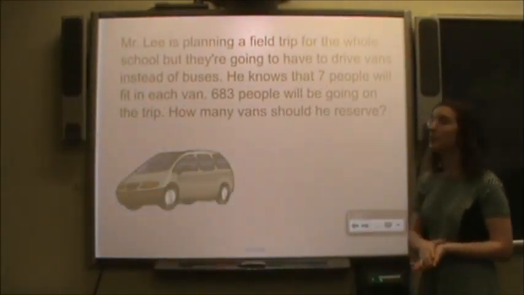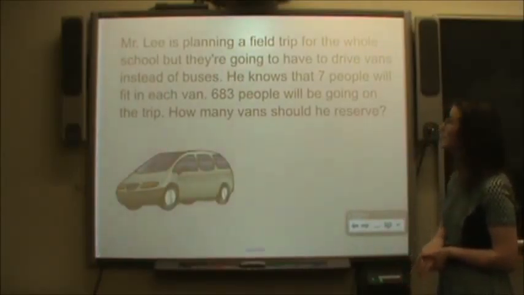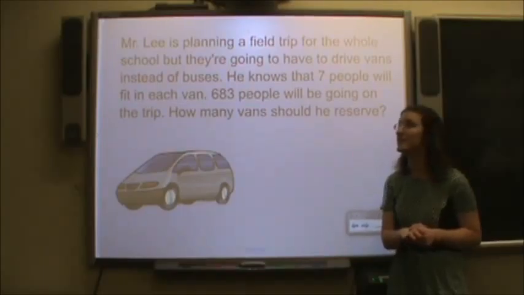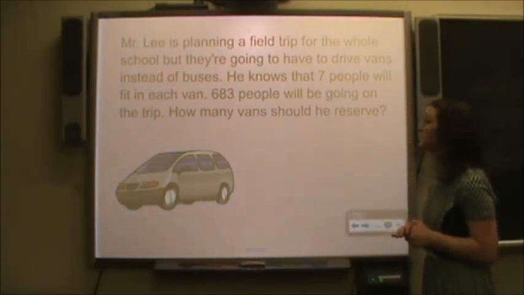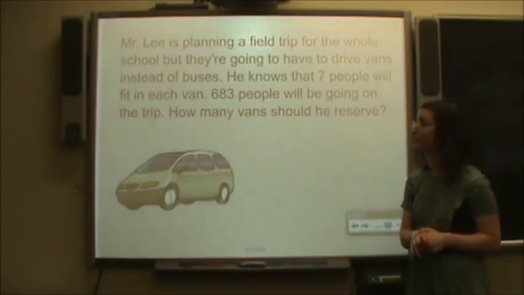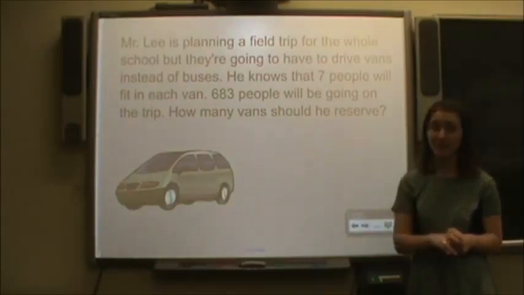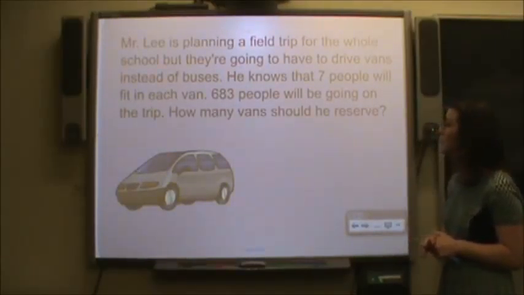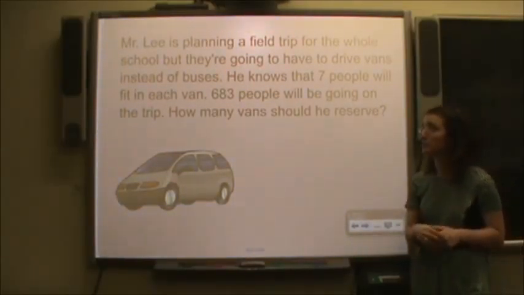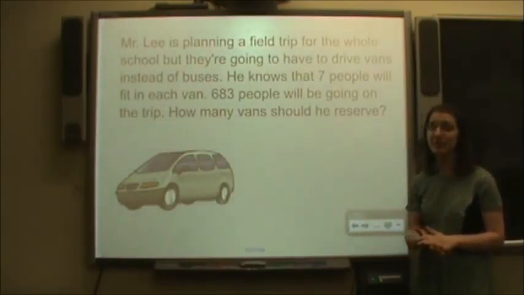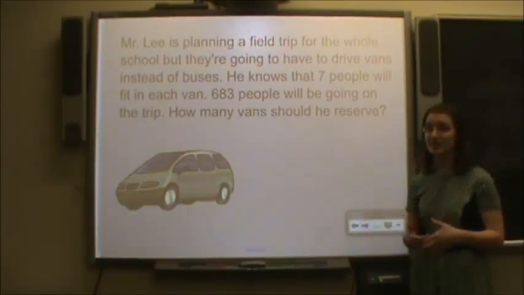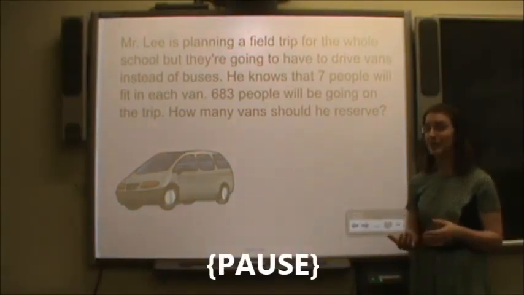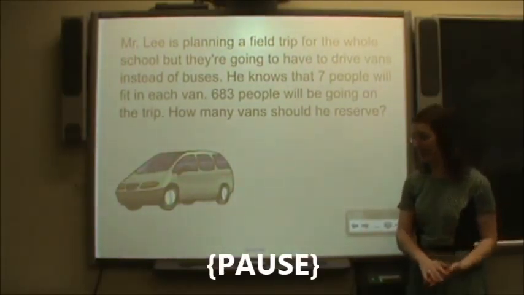Now let's try a word problem. So Mr. Lee is planning a field trip for the whole school, but they're going to have to drive vans instead of buses. He knows that 7 people will fit in each van. 683 people will be going on the trip. How many vans should he reserve? So we're going to be dividing 683 people into vans that fit 7 people. So we need to find out how many vans we need. So you're going to pause the video and solve that now.